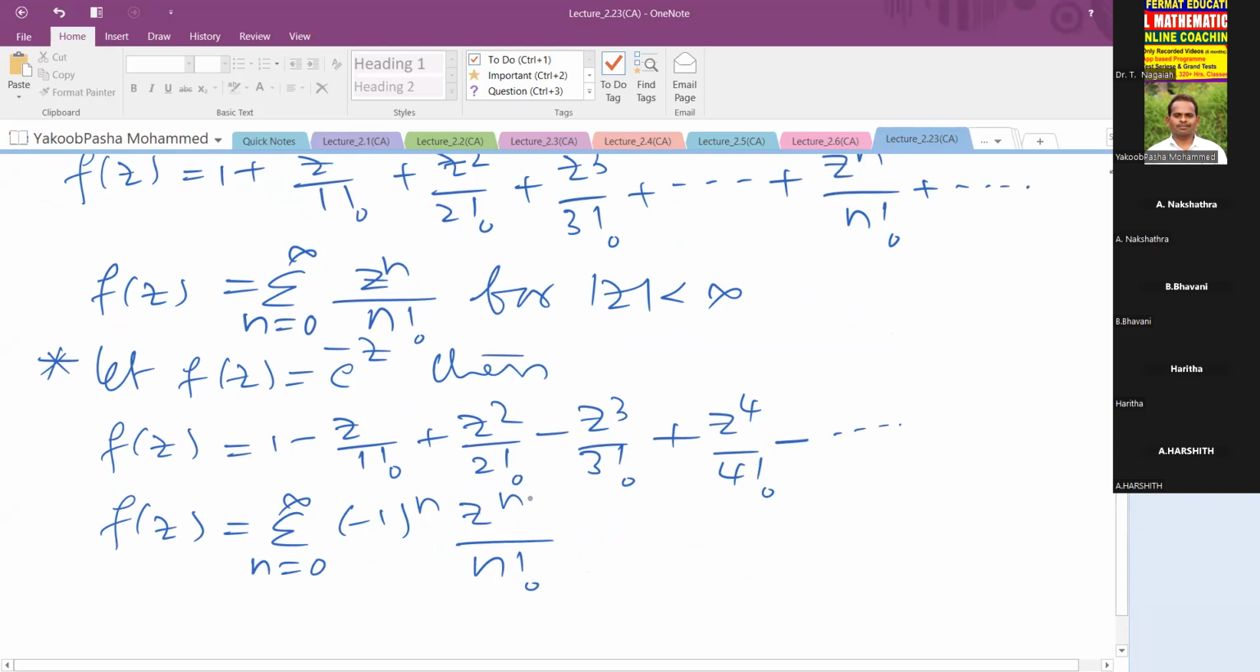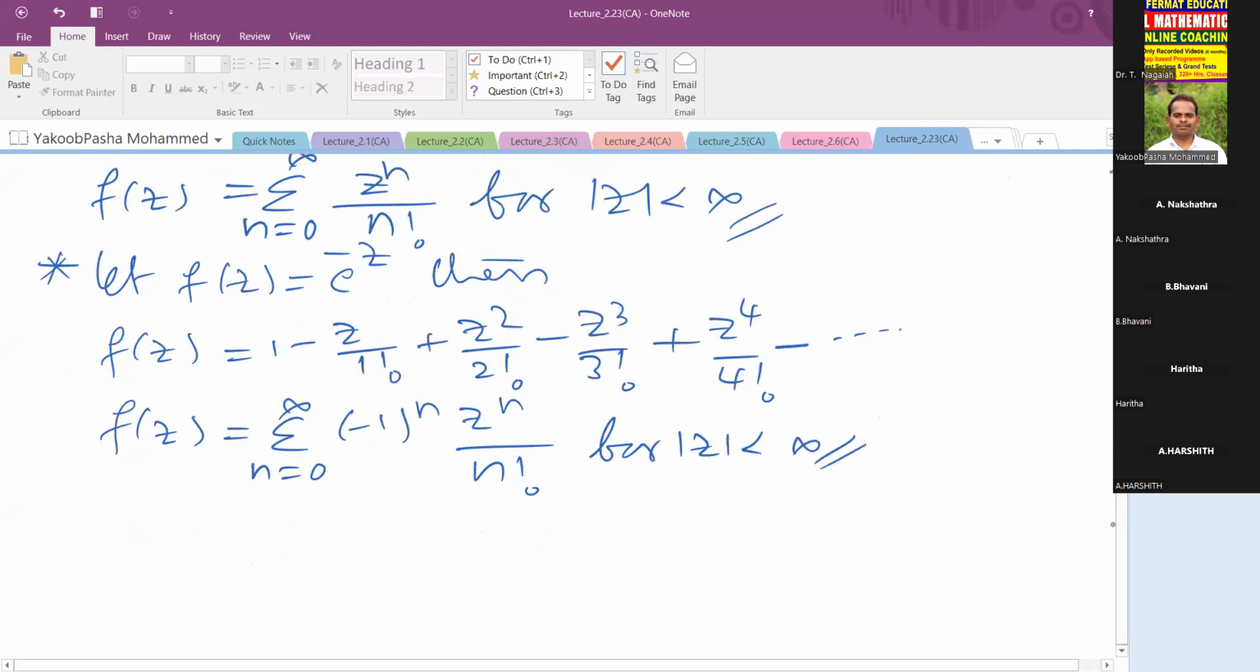Similarly, this is the expansion of e to the power of minus z. You have to remember the expansion of e to the power of z and the expansion of e to the power of minus z also. Similarly, we can remember sin z and cos z also.